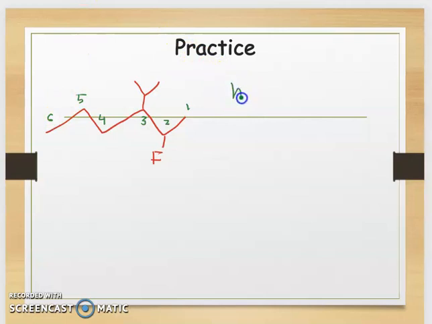So it's a hexane as my parent chain, and then on carbon 2 I have a fluoro. On carbon 3 I have an isopropyl.